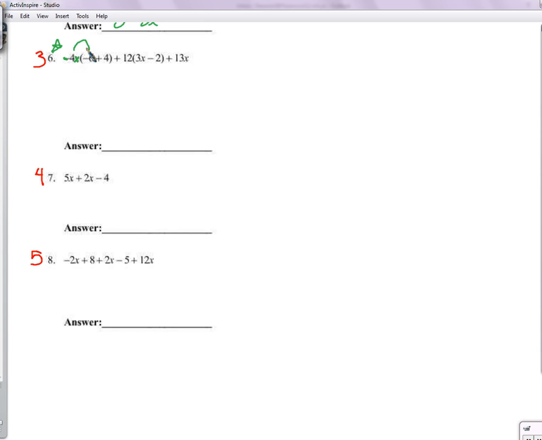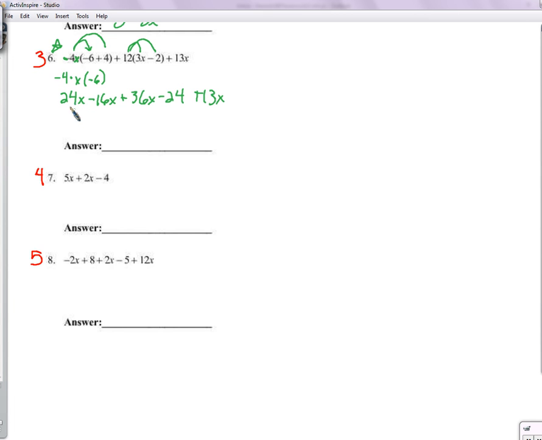If I were to write this out the long way, I would write negative 4 times x times negative 6, right? Which would be negative 4 times negative 6 is positive. That's one of the issues that came up, is positive 24 times x. There's that times x. Okay, and negative 4x times positive 4 is negative 16x. This one didn't give people much trouble. Just distribute the 12, 36x. 12 times negative 2, negative 24, plus 13x.